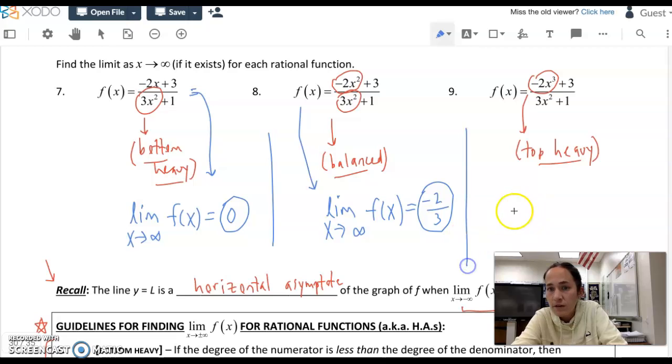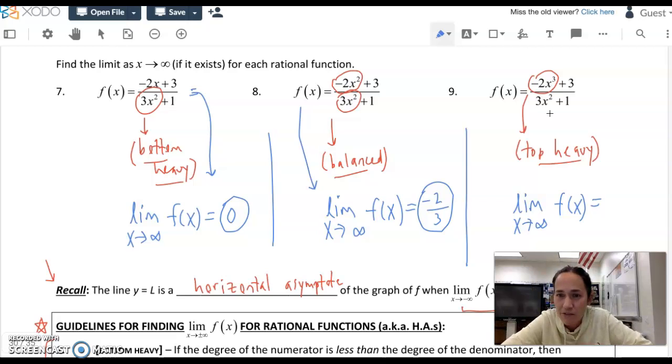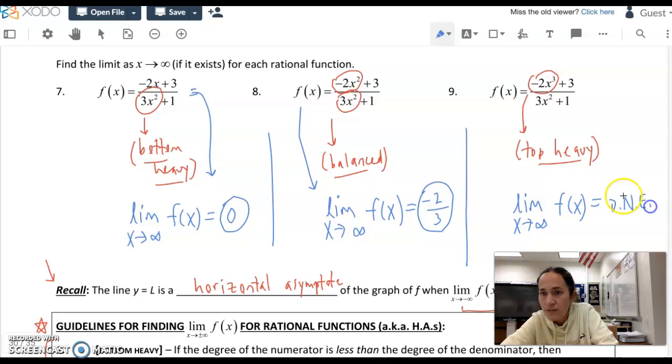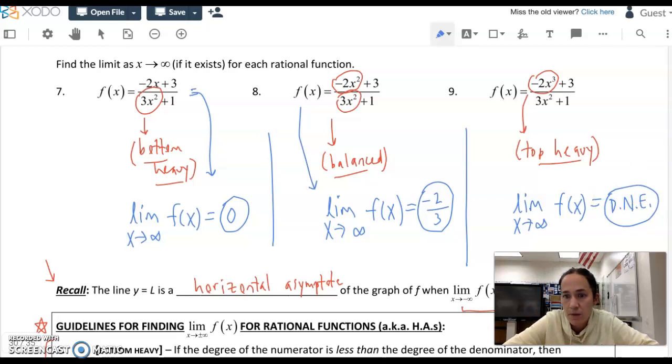And top heavy. If you remember what we wrote at the bottom, top heavy was the case where there is no HA and there is no infinite limit. I picture the top as just increasing or decreasing so much quicker than the bottom. It just can't catch up with it, and you're not limited off. We'll say DNE, which we know can be written as some sort of infinity in many cases, a positive or a negative. And I think this will sink in nicely if we turn the page and try some practice examples.